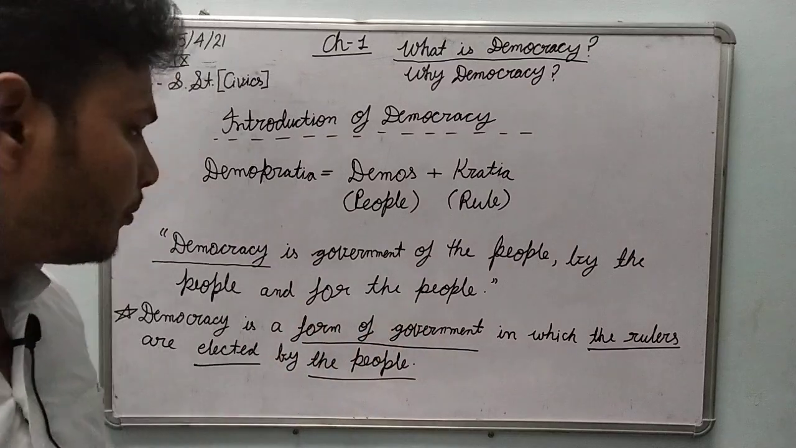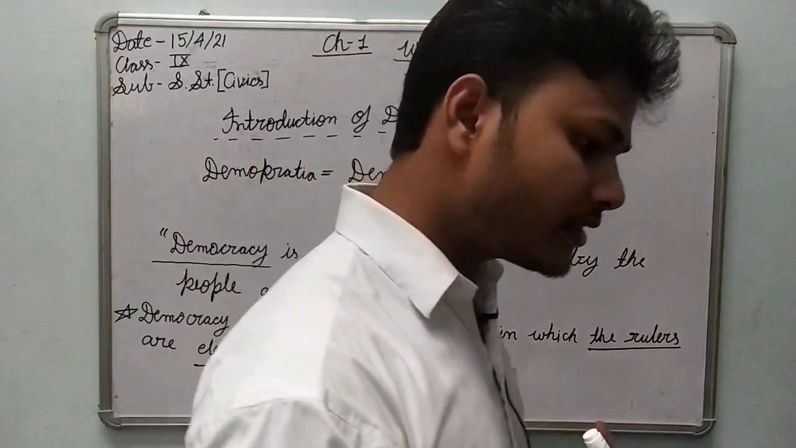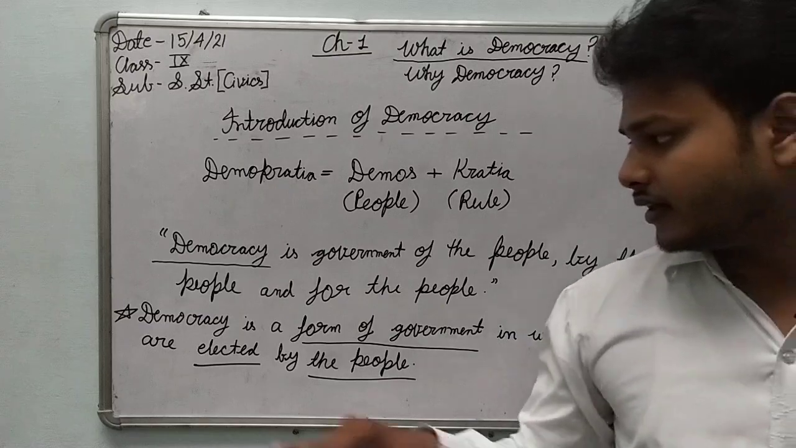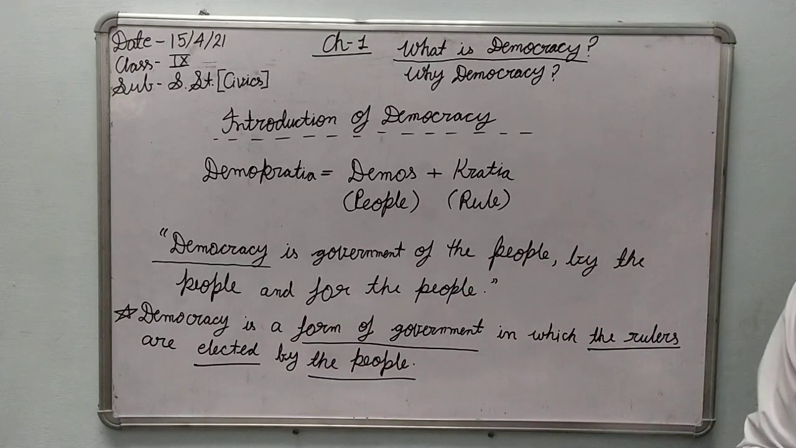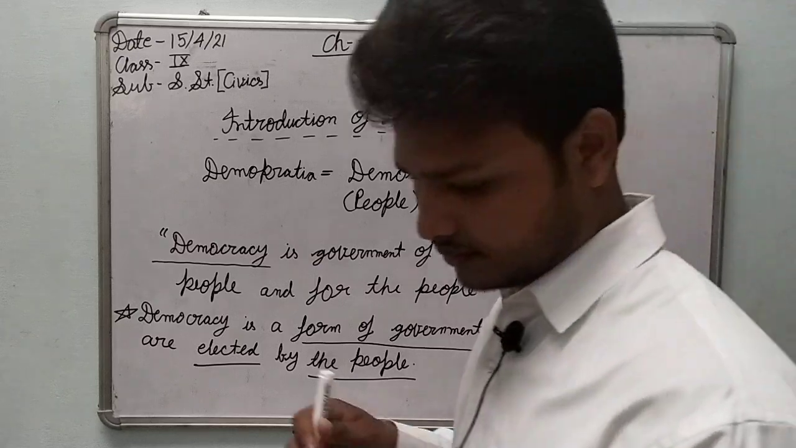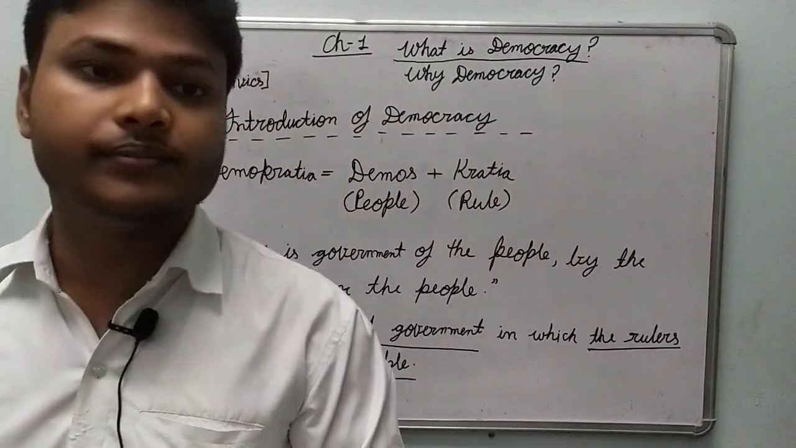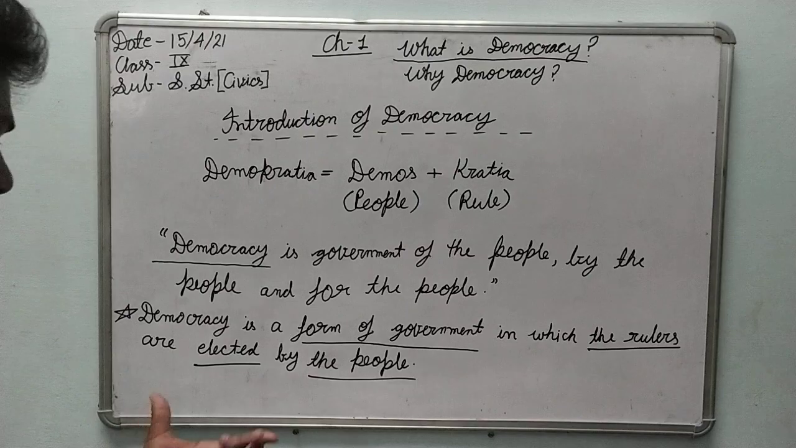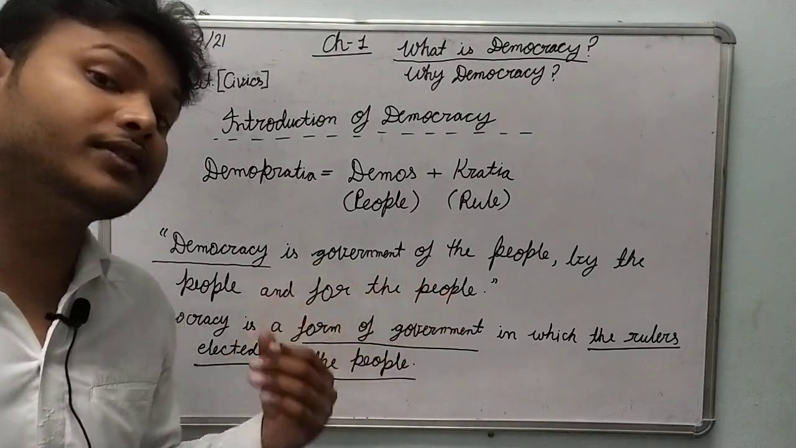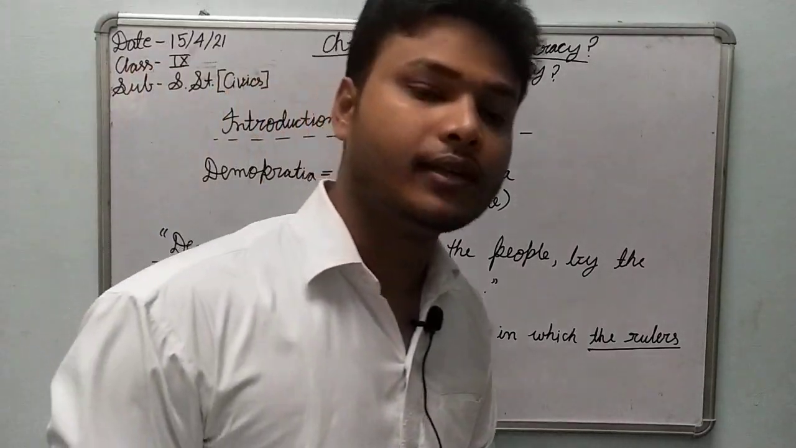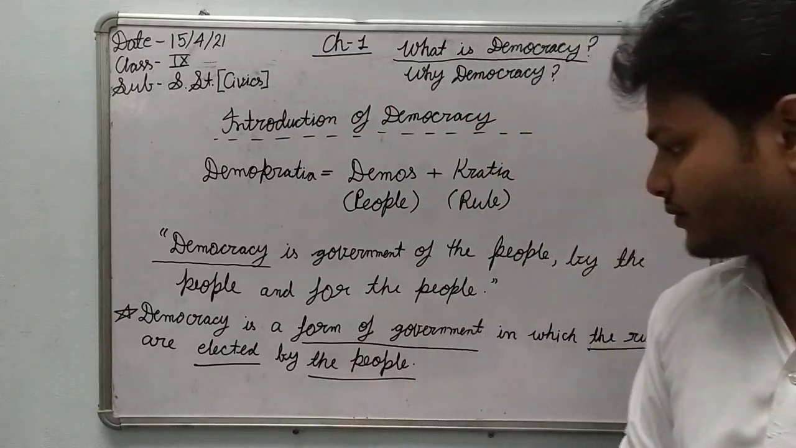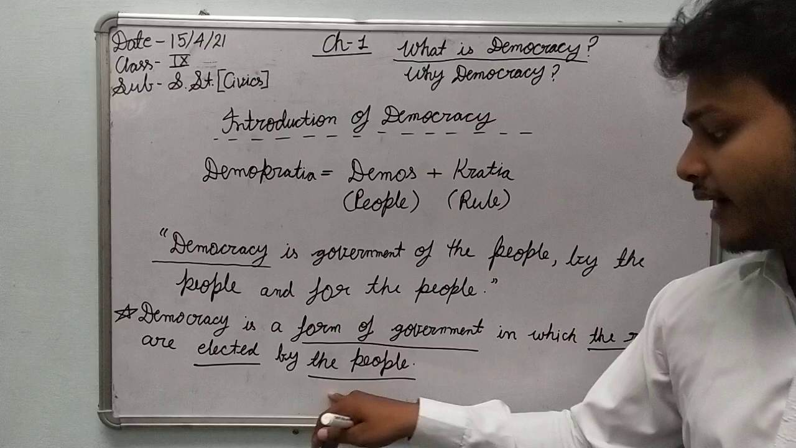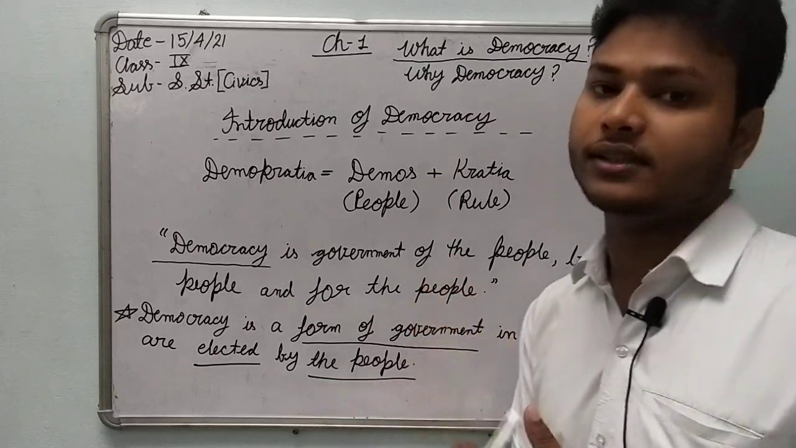So which type of government, and how is a government formed? In democracy we will discuss that. Which type of rulers will be there in democracy, we will discuss that. Elected, that means the rulers who are elected, how are they elected, what is the procedure of this election, we will discuss. And then by the people, which type of people these are.